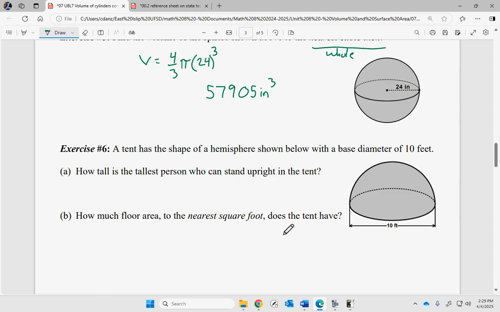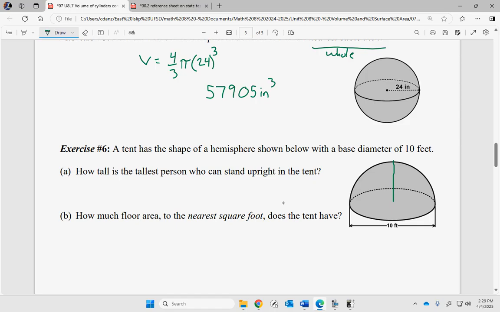A tent has the shape of a hemisphere. So that's half of a circle. Half of a sphere, I mean. Shown below with a base diameter of 10. How tall is the tallest person who can stand upright in a tent? So if we were to put a person right in the center, how tall could that person be?